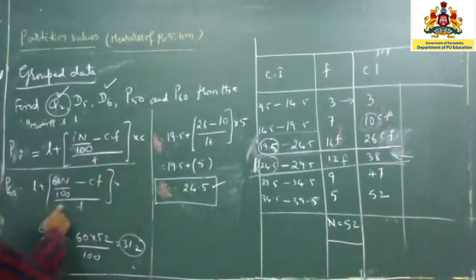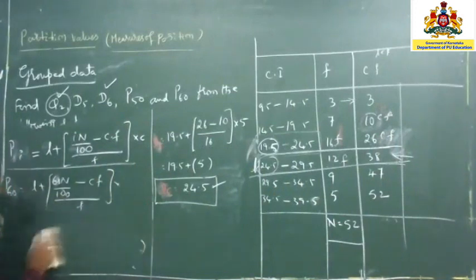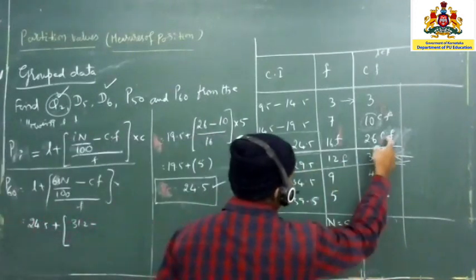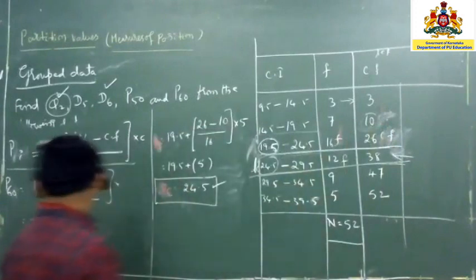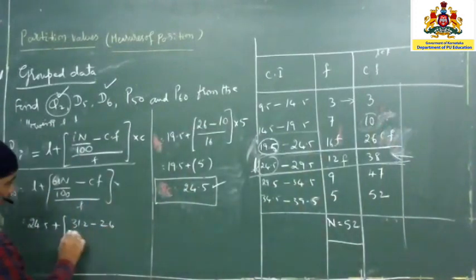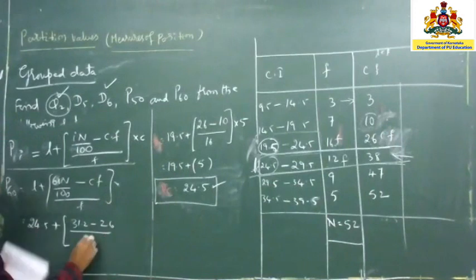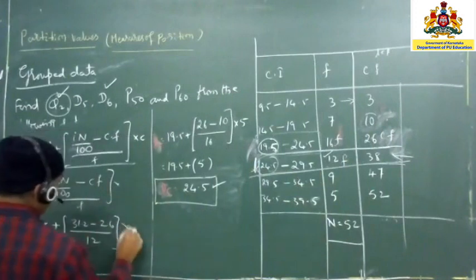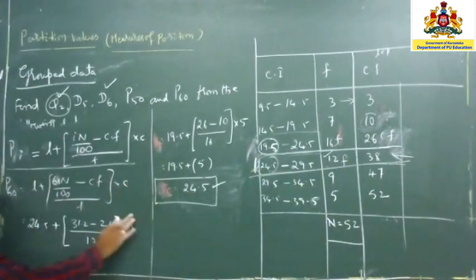So now we are going to substitute in the formula. 24.5 plus 60n by 100, which is 31.2, minus CF, which is going to be 26. For this one it is 26, not this one. This is for the previous one, P50. So now it is going to be 26 divided by the 12. 12 is correct, it should be in the same line. Yes, this is 12. And into the 5, here it is going to be C, so it is going to be 5.